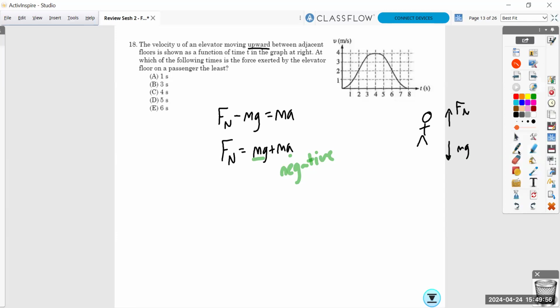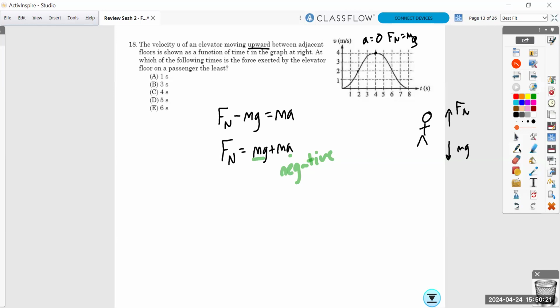Well, at 4, my acceleration is nothing, right? And if my acceleration is nothing, then my normal force is just equal to mg. That's pretty good, right? What do we think about a point here? Well, that's positive. That's a big positive acceleration, so my normal force is going to be pretty big. So probably not that, right?